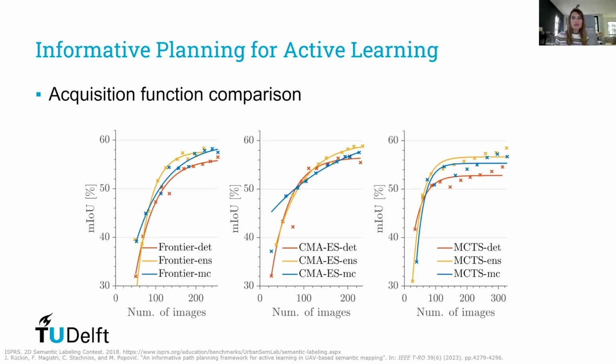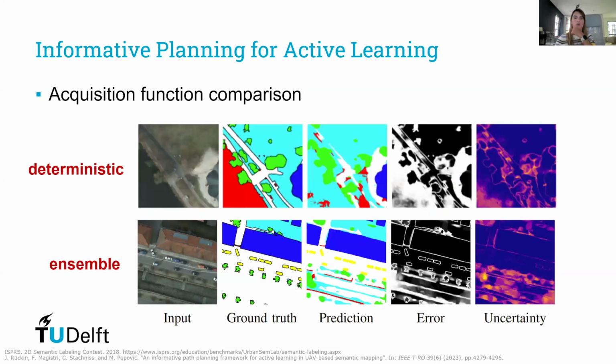We can see in the results that the Bayesian uncertainty measures, the yellow and the blue, tend to perform better, which confirms what we would expect from the literature, that these typically have better global calibration compared to non-Bayesian approaches. We can also check this qualitatively. Over here in the rows, you can see the deterministic entropy and the ensembling method, and we can see how they compare.